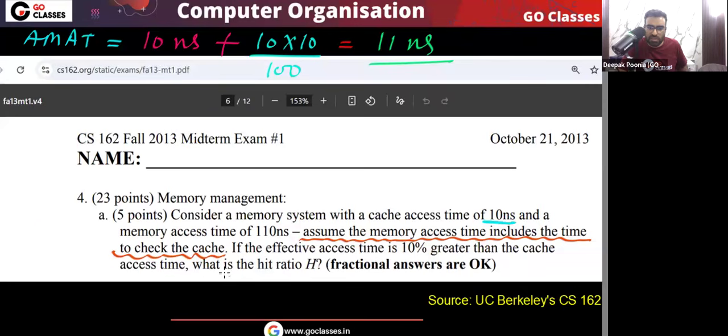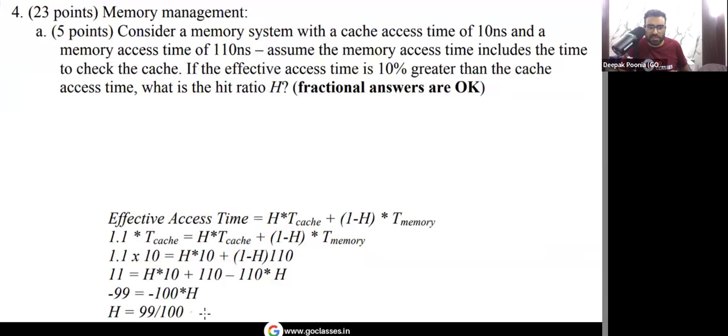So for this question, the question is asking the hit ratio, and that will be 0.99. This will be the answer. Very simple. The hit ratio is 99 by 100. I hope you understood this question. In this question, this assumption is given to us, so there is no confusion and no ambiguity.